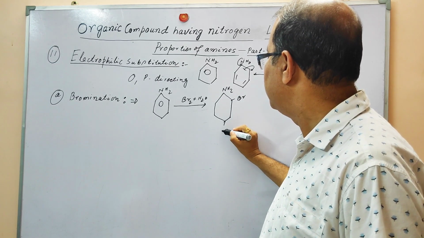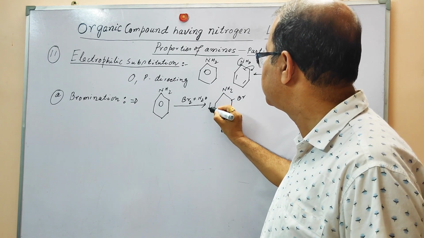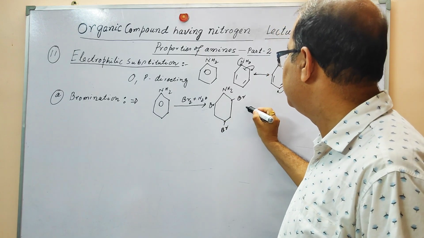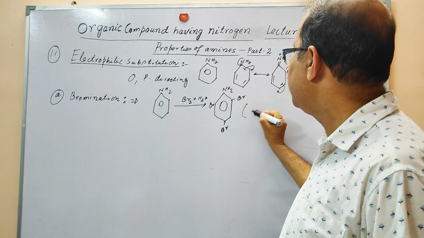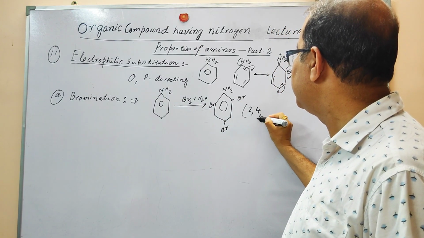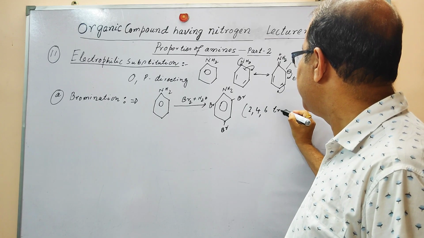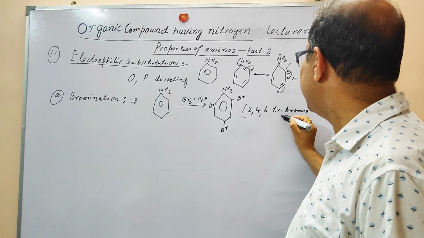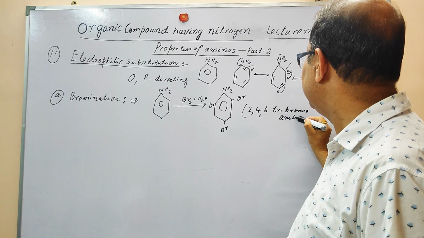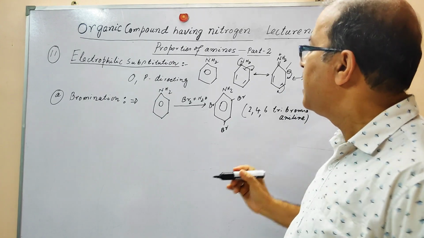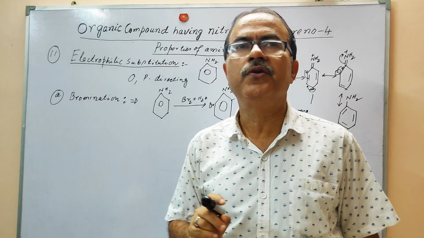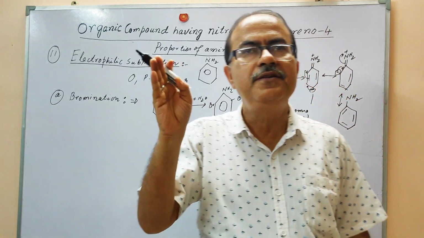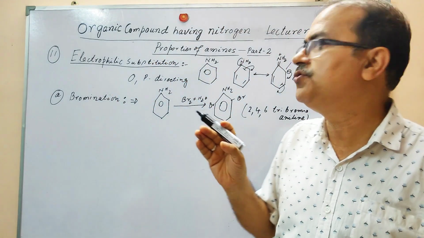It is going to produce 2,4,6-tribromoaniline. Tribromoaniline. Okay. And it is so reactive that you cannot stop the reaction at the mono-substituted state.